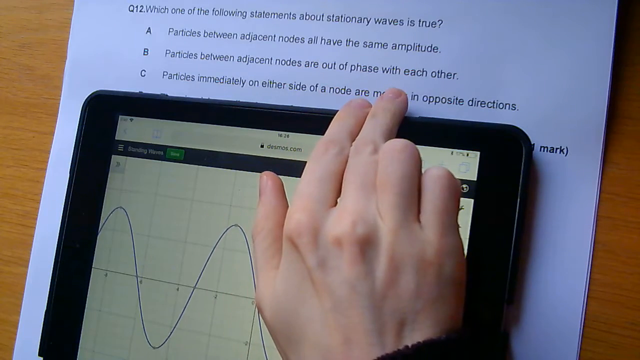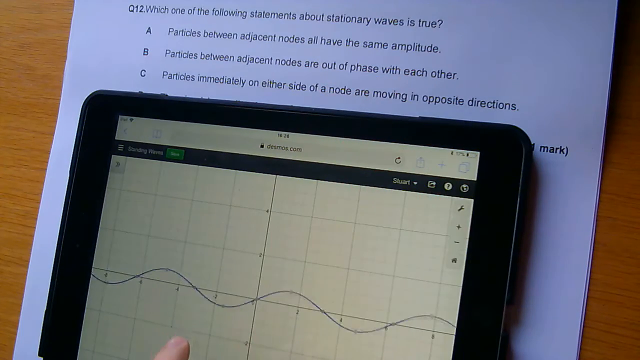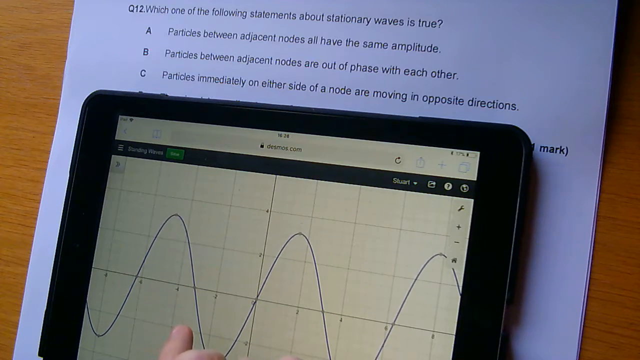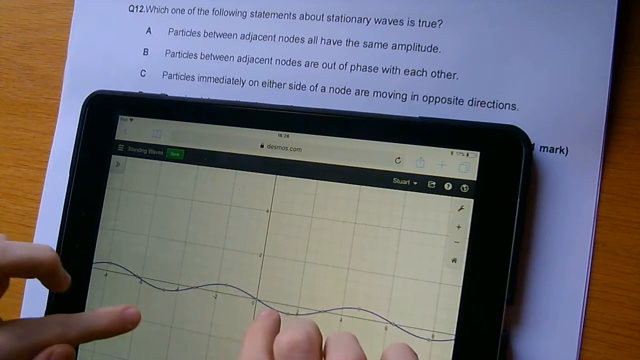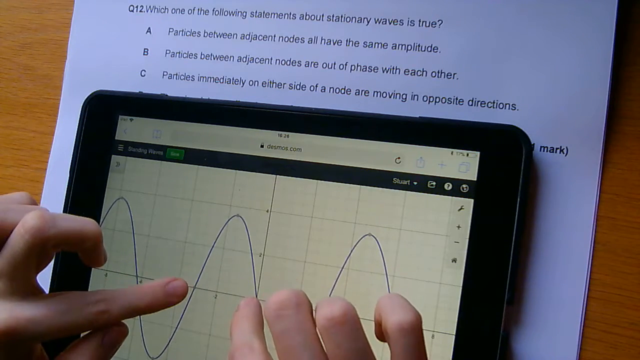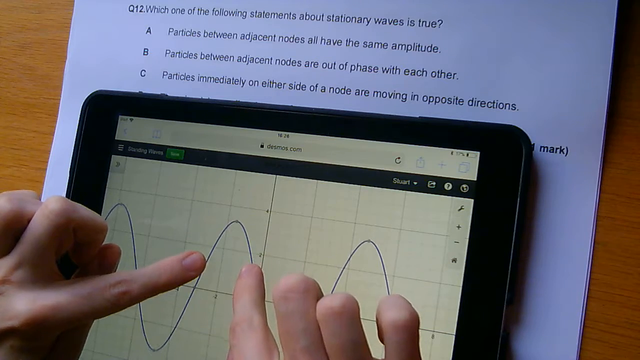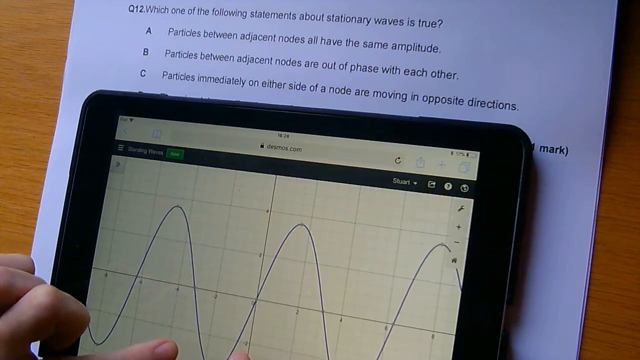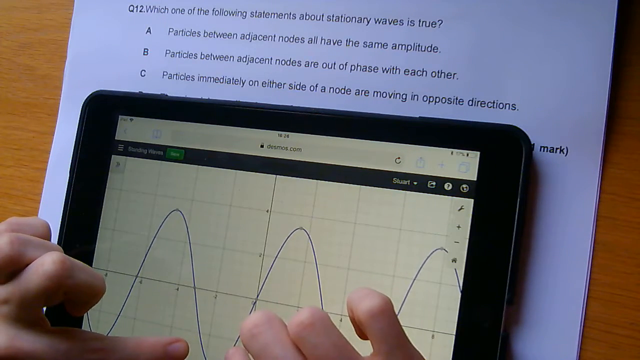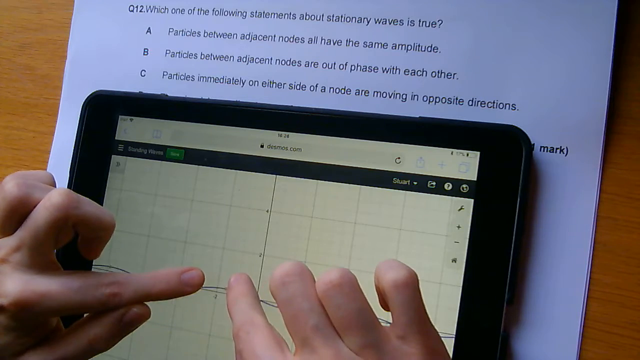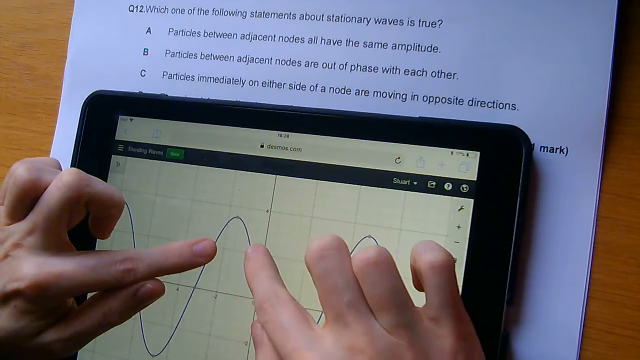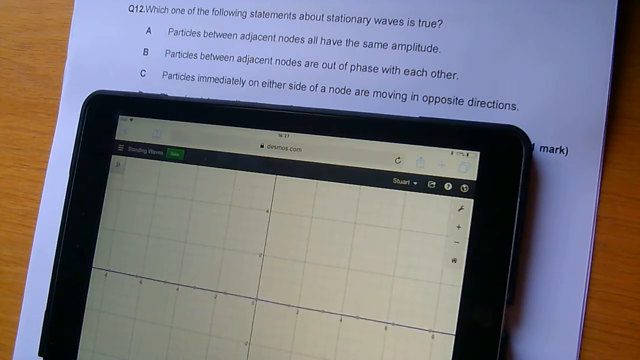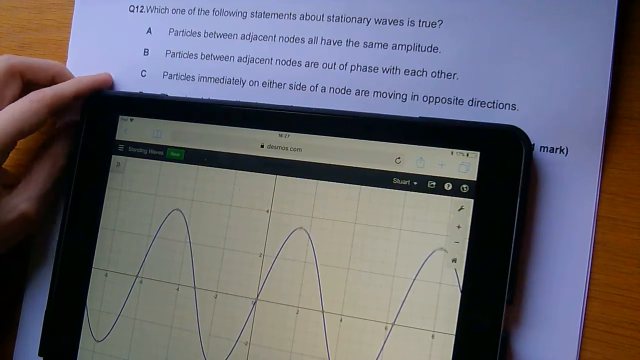Particles between adjacent nodes are out of phase with each other. Let's see. Between these two adjacent nodes, that's probably the best way of describing it. Let's take these two particles, and they are in phase with each other. You can kind of see them coming down here. It's difficult to do this and keep an eye on the webcam at the same time, but if you look at these two imaginary particles, they're both moving up at the same time, they're both moving down at the same time. So they're in phase with each other. So it can't be B.